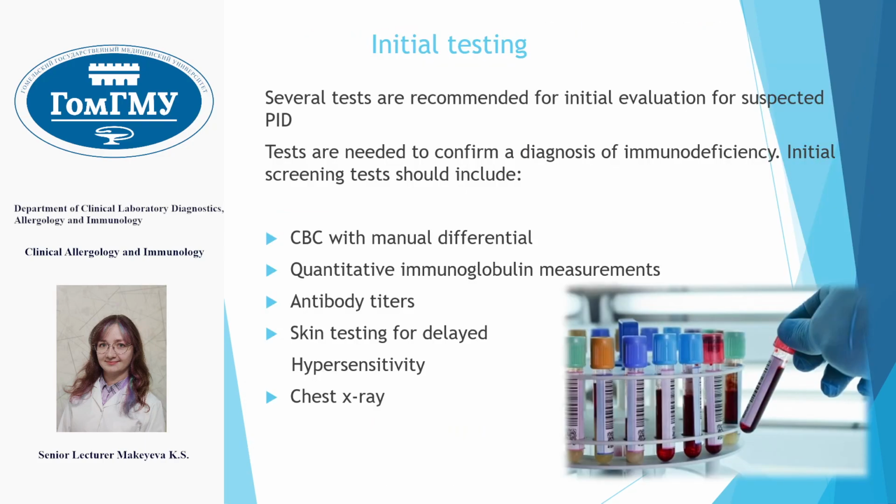Initial testing. If a specific secondary immunodeficiency disorder is suspected clinically, testing should focus on that disorder. Several tests are recommended for initial evaluation for suspected primary immunodeficiency. Tests are needed to confirm a diagnosis of immunodeficiency. Initial screening tests should include complete blood count with manual differential, quantitative immunoglobulin measurements, antibody titers, skin testing for delayed hypersensitivity, and chest X-ray.